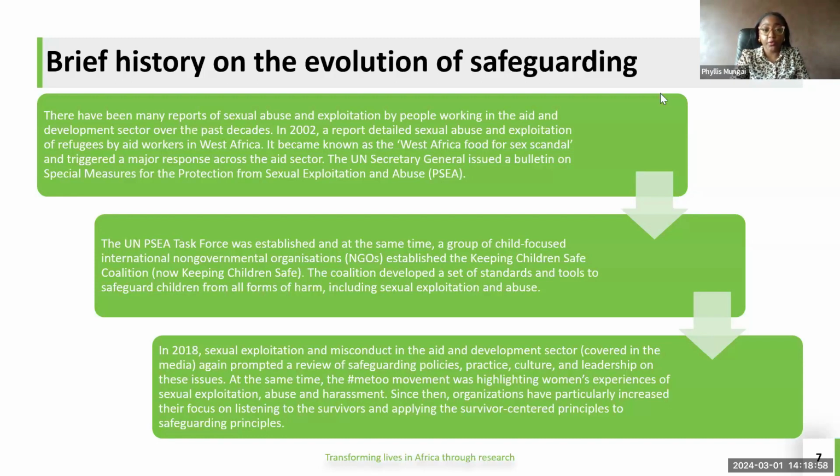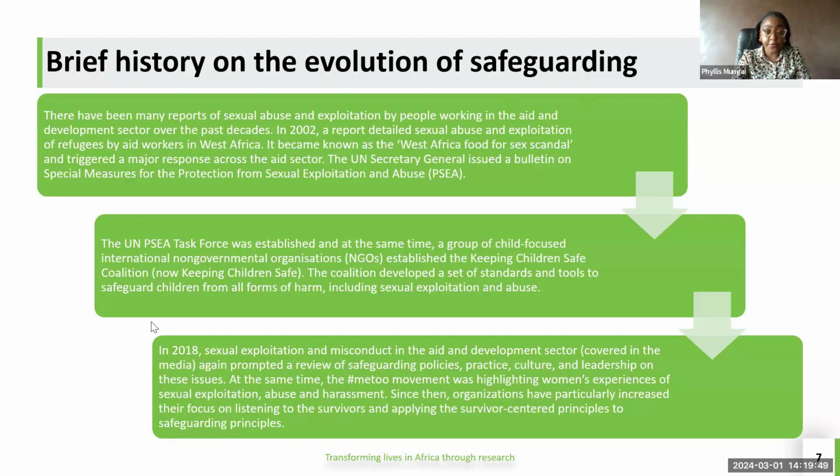So, having the responsibility to take care of these refugees, the people working in this organization did the opposite. There was a food for sex scandal. Basically, refugees were coerced into engaging in sexual relations with some of these aid workers in order to get food. Once the UN was aware of this, they set up a task force on the protection from sexual exploitation and abuse, and a group of child-focused NGOs also established the Keeping Children Safe Coalition.